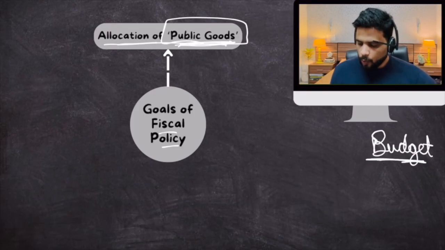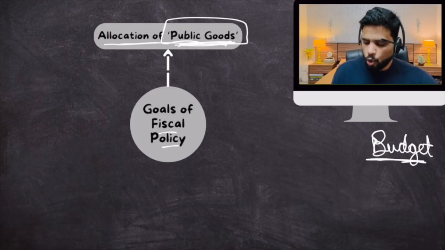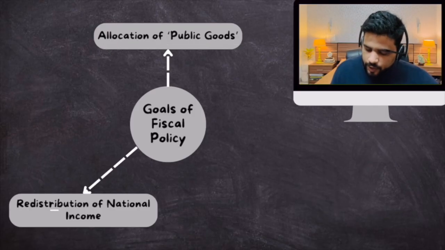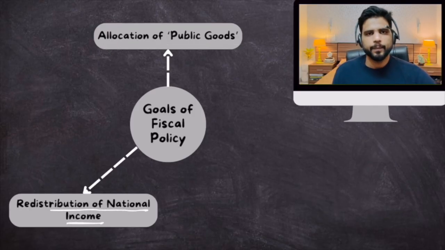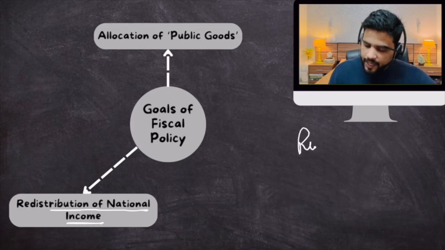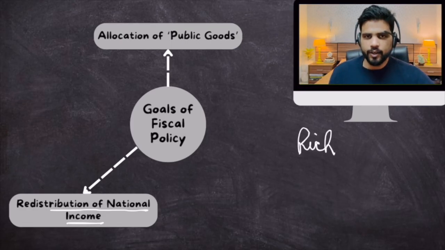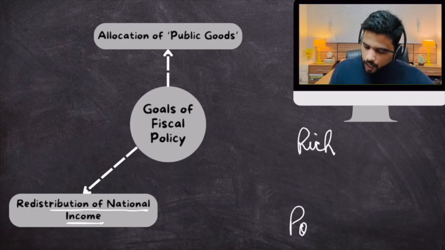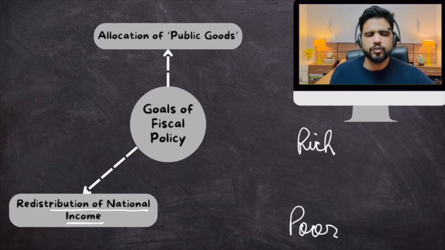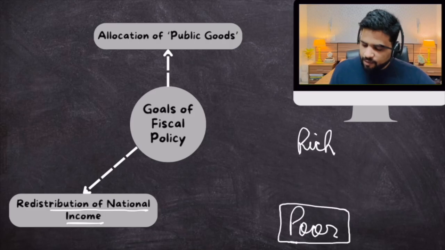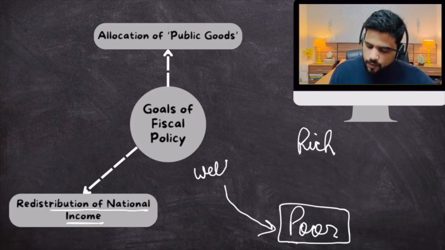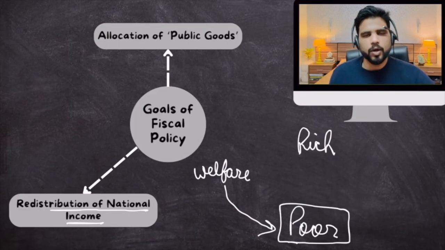Okay. Now we'll talk about function number 2 or goal number 2: redistribution of national income. This is another important goal of fiscal policy. You see, there are many rich people in India, extremely rich people. There are many poor people in India, extremely poor people. Now the thing is, government runs various welfare schemes for these poor people.